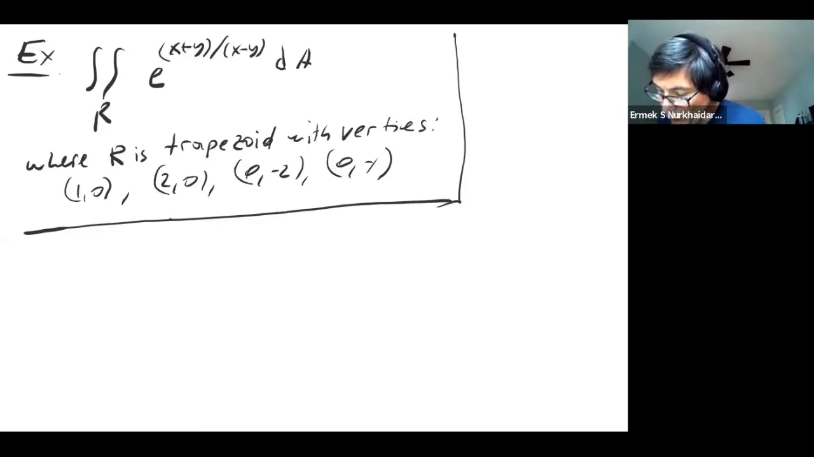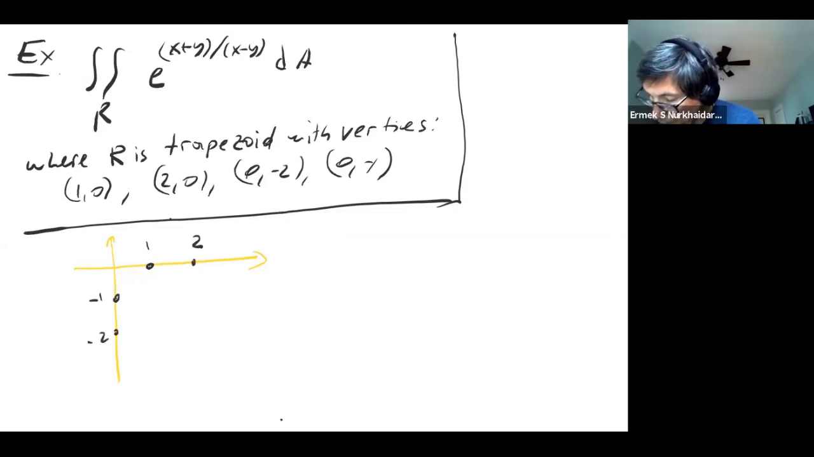So let's have a look at the region firstly. We have points (1, 0) and (2, 0). We have (0, -2) and (0, -1). So we're talking about this region.